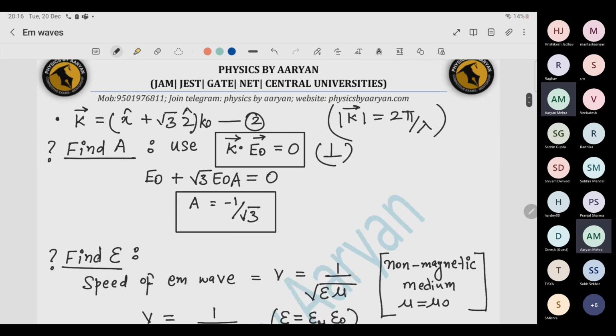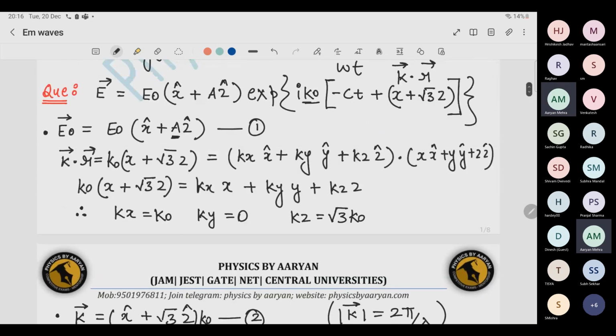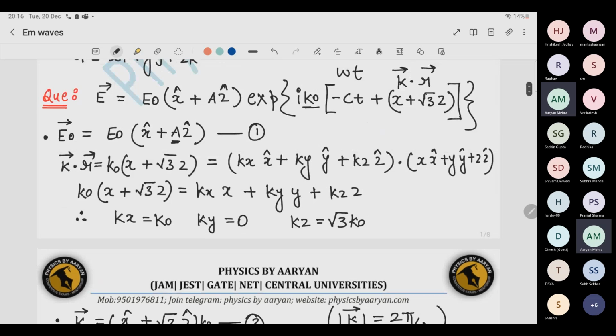So if you do that simple kind of mathematics, you find that actually your A can only have one value. It means in which direction your electric field is depends upon in which direction your wave is going. They both are not independent. They always need to be perpendicular to each other.